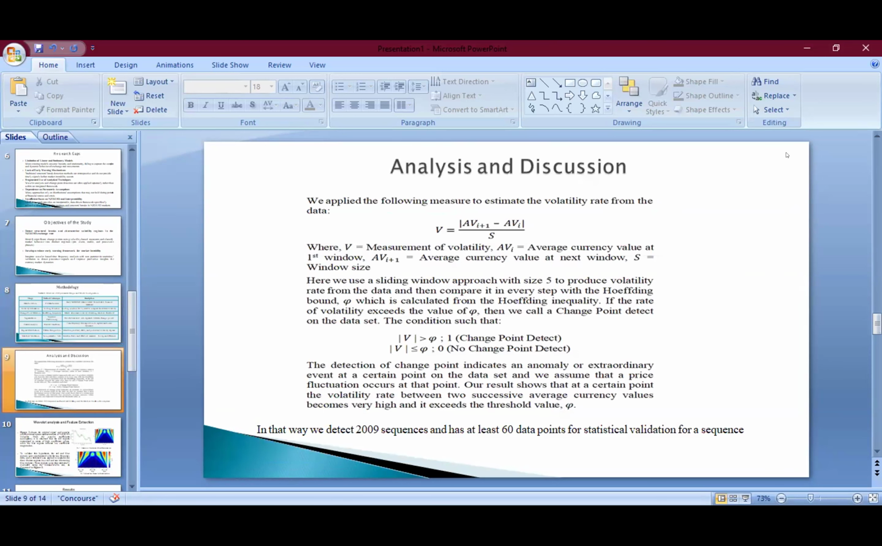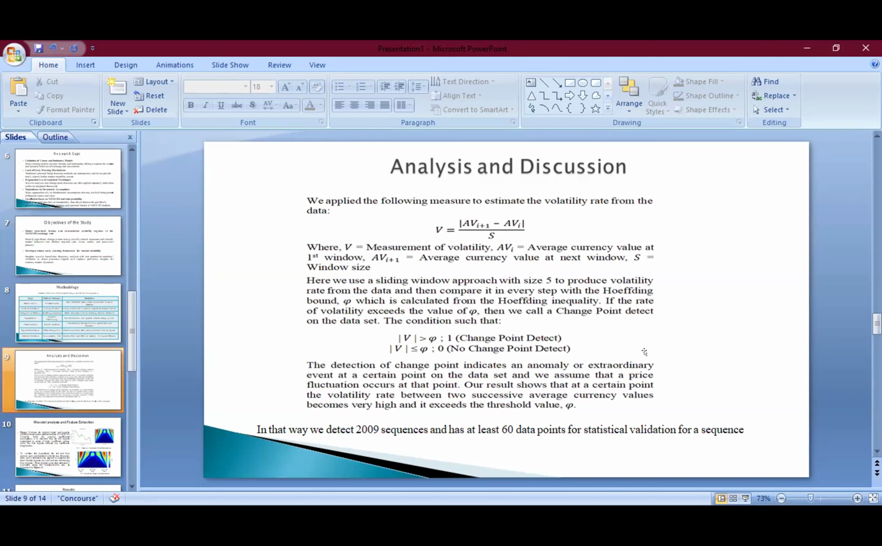So these are the analysis and discussions. Mainly we use the following method to estimate the volatility. We calculate the volatility using the difference between the average currency value in the first window and the average currency value in the next window, with a sliding window of size 5. After calculating this volatility, we measure the Hoeffding bound, which is calculated from the Hoeffding inequality and denoted by epsilon. If the volatility exceeds this Hoeffding bound, then we call it a change point detected. Otherwise, we say that no change point is detected in the currency fluctuation.